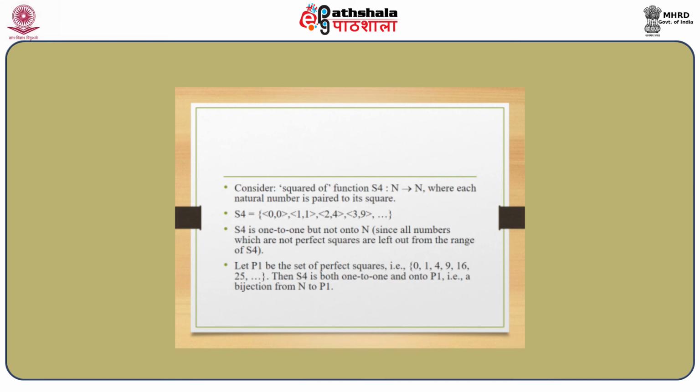However, let P1 be the set of perfect squares, that is, the set consisting of 0, 1, 4, 9, 16, 25, and so on. Then S4 is both 1 to 1 and onto P1. That is, it's a bijection from N to P1. What is interesting about this is the fact that P1 is a strict subset of N.